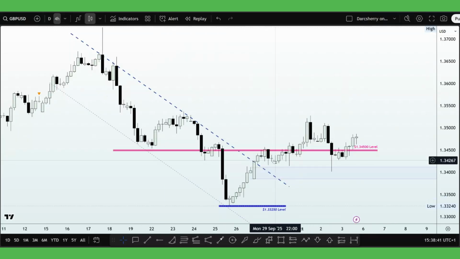So, what does this structure really tell me? Well, the breakout told me buyers have stepped up to challenge the downtrend, but the repeated failure at the 1.35 shows that sellers are still in this fight. So sentiment is mixed right now. A bullish attempt, but sellers defending very hard.